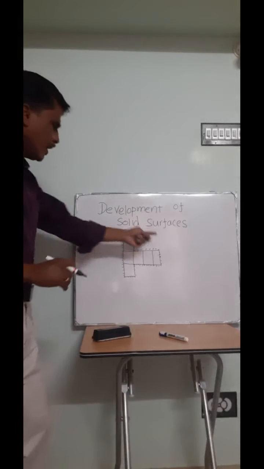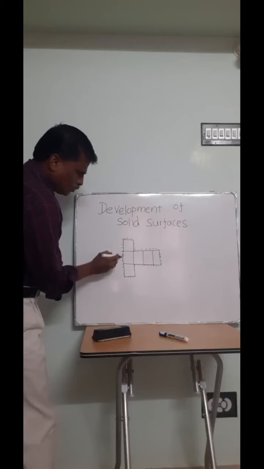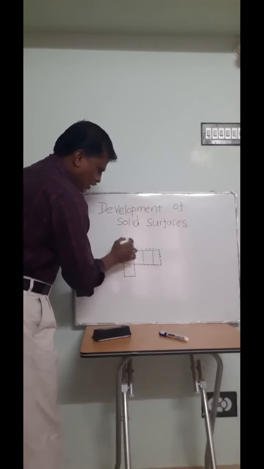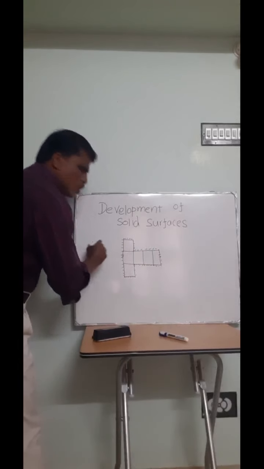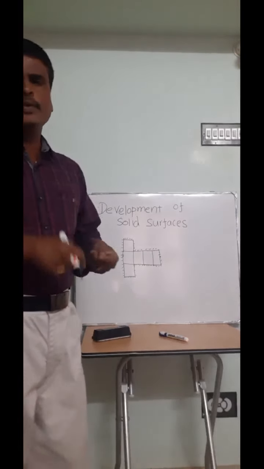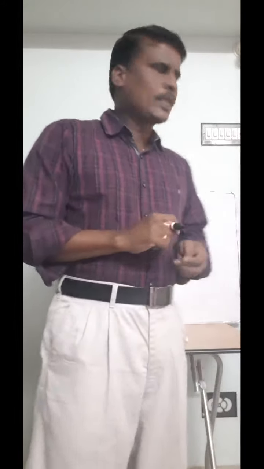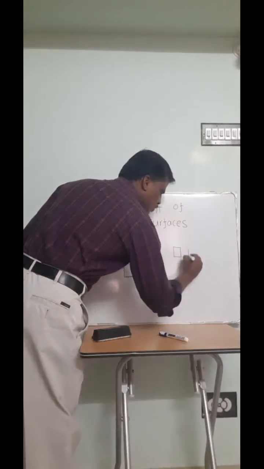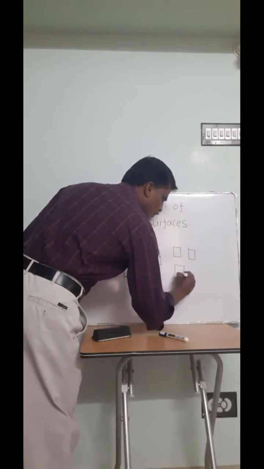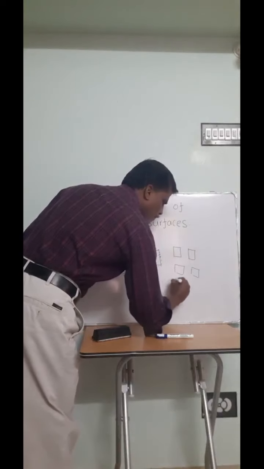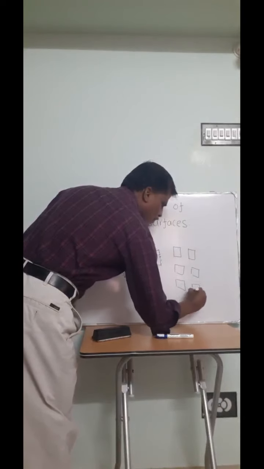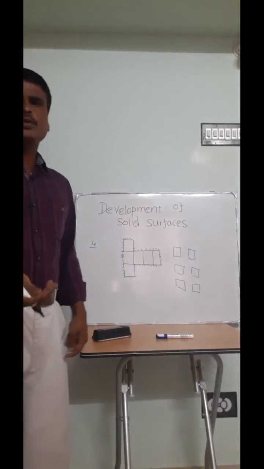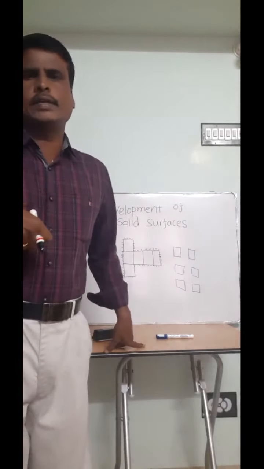Now look at how many edges I have joined: 1, 2, 3, 4, 5, 6, 7, 8, 9, 10, 11, 12, 13, 14. So I am going to join 14 edges using gum, paste or sellotape. The same thing I can make by drawing 6 squares like this. Now look at how many edges I have here. I have to cut 24 sides.